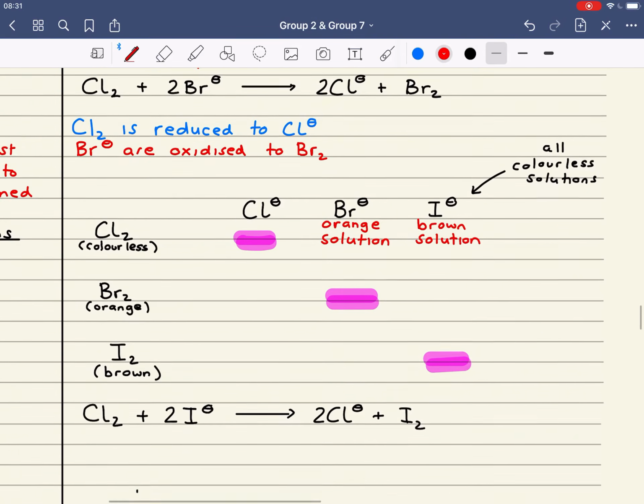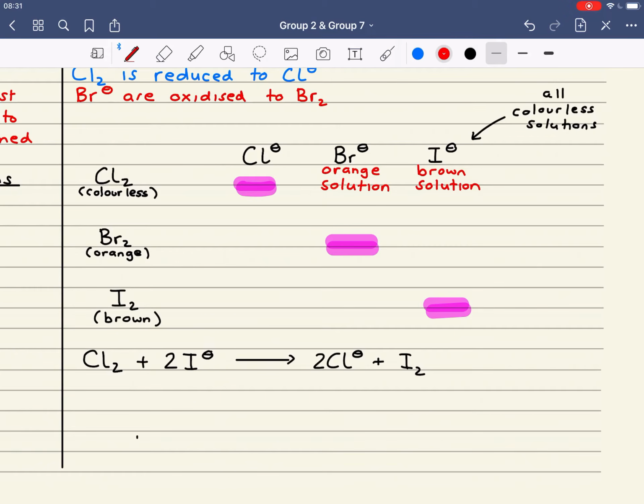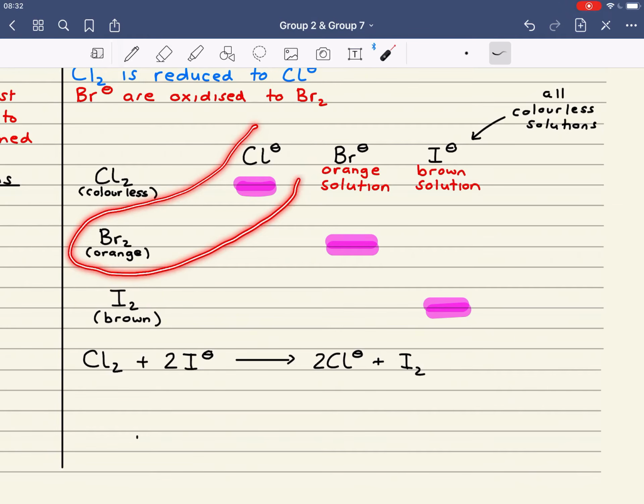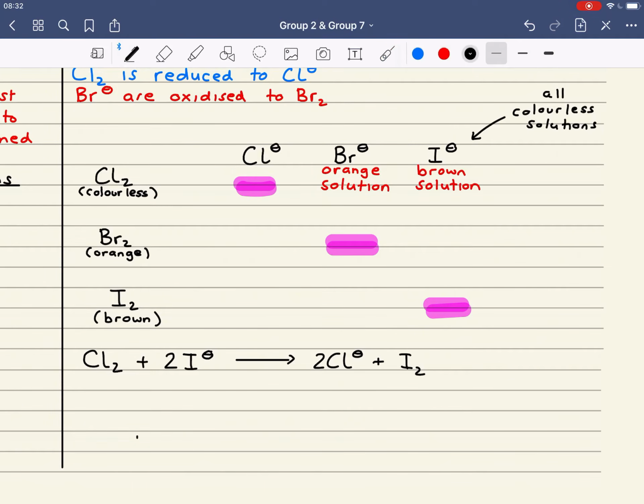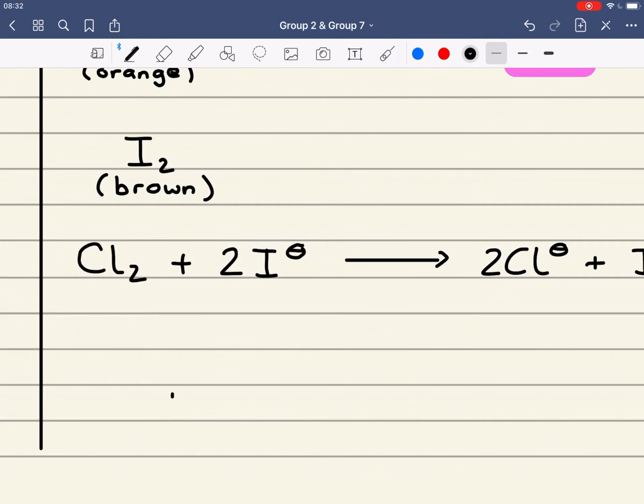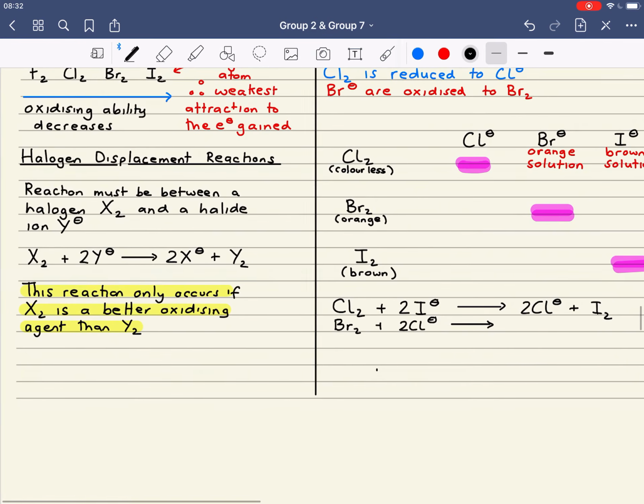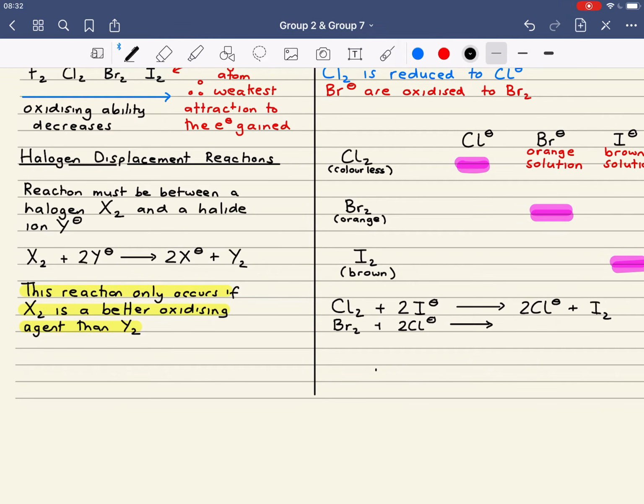Okay, now let's see if we can predict what we would observe and even write an equation for the other reactions. Now, we'll go through these one at a time, and we'll have a look at these two, bromine and chloride ions. So let's just write these down. So I've got Br2 plus 2Cl minus. Again, according to my statement, will this reaction occur? Well, that reaction will occur if X2, in this case bromine, is a better oxidizing agent than chlorine. Well, it's not. Chlorine's a better oxidizing agent.